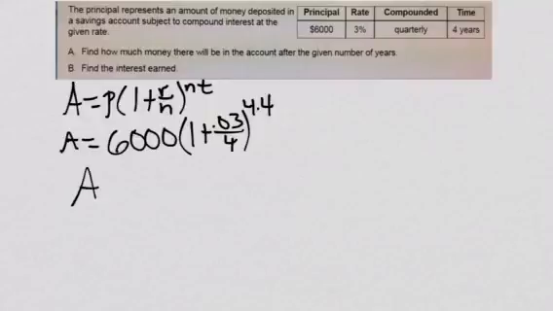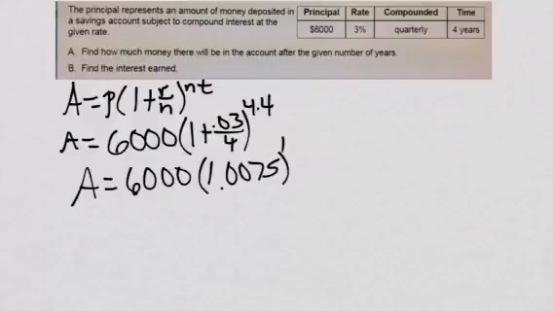So we have A equals 6,000 times. Now, the way I would do this, I would do my 0.03 divided by 4 first, and then add 1 to that. Okay, so do your 0.03, divide that by 4, and then add 1 to that value. And now when you do that, in this case you get 1.0075. And now that's raised to 4 times 4, which is 16, to the 16th power. Okay, so now what we're going to do is we're going to finish calculating this out.